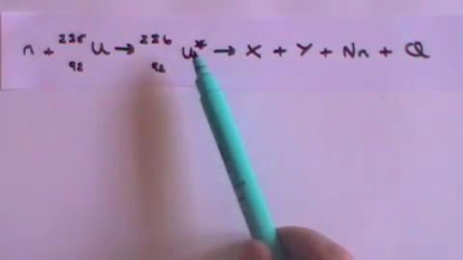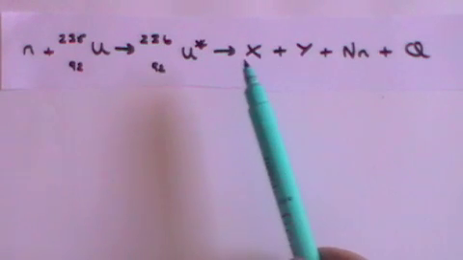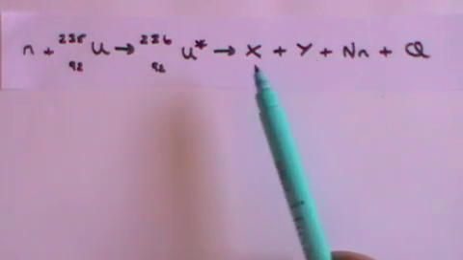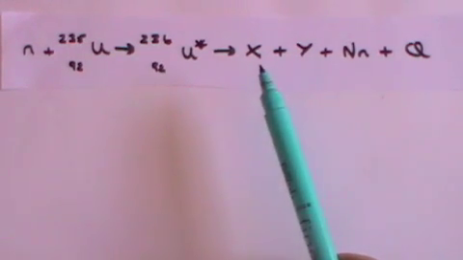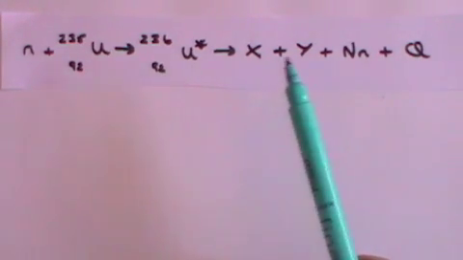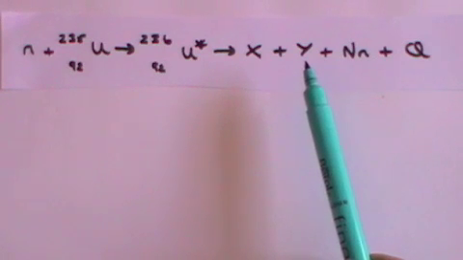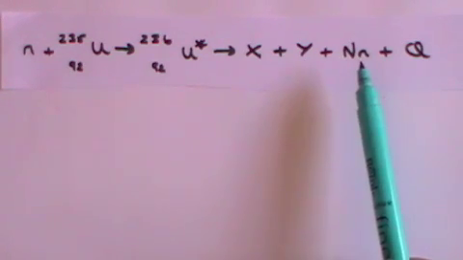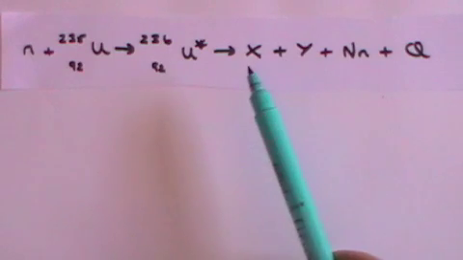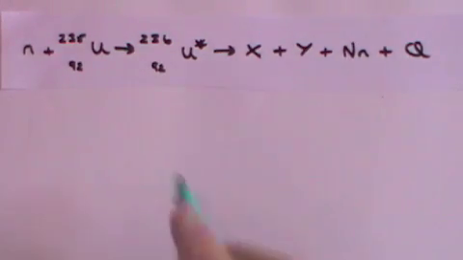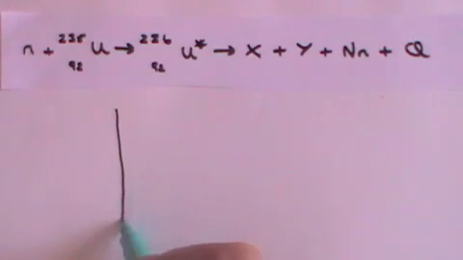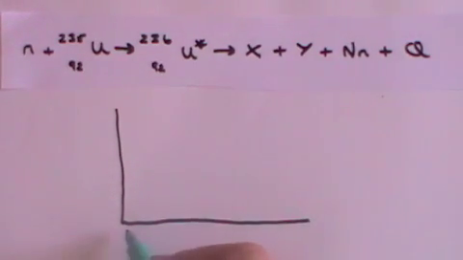And that excited state is sufficient to get over the activation energy barrier in order to fission into two nuclei, X and Y. That could be a variety of different numbers, but X is usually roundabout A is 140 and Y is roundabout A is 95, plus some neutrons, depending on exactly what X and Y are, plus energy.